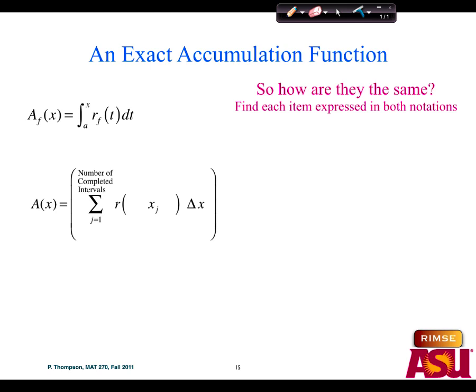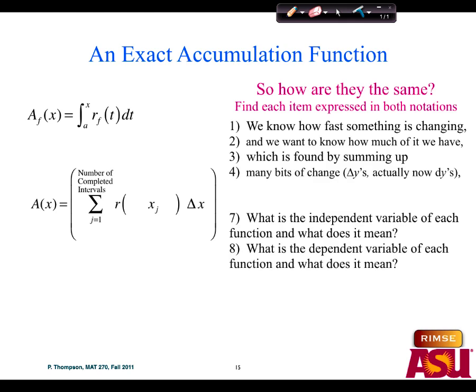So here's a series of questions. You're going to go through each of 1 through 4, and you're going to identify that thing in both expressions. So we know how fast something is changing. You're going to identify that in Exhibit A, and you're going to identify that in Exhibit B. And then you go on to number 2. We want to know how much of it we have. You identify it in Exhibit A and Exhibit B, and then go on to the next one. So in each of those 4 cases, you read it, you figure out where you see that in the first one, and where you see that again in the second one. In the first one, where do we see that we know how fast something is changing?